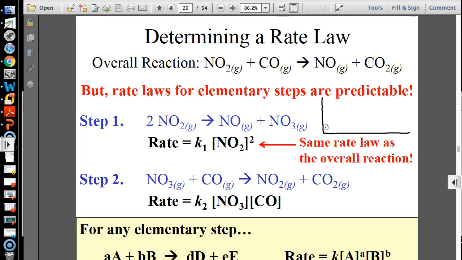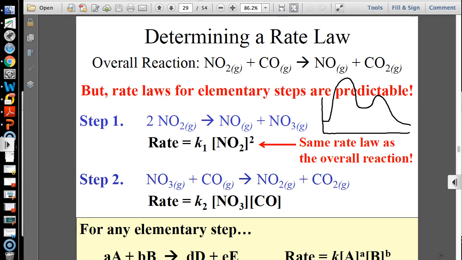So I'm just going to start somewhere. I don't know if this is endothermic or exothermic. It doesn't matter. The first step, though, is slow. You follow me so far? So that means it has the highest activation energy. And the second step has a lower activation energy. And that's what the reaction pathway for this would look like.